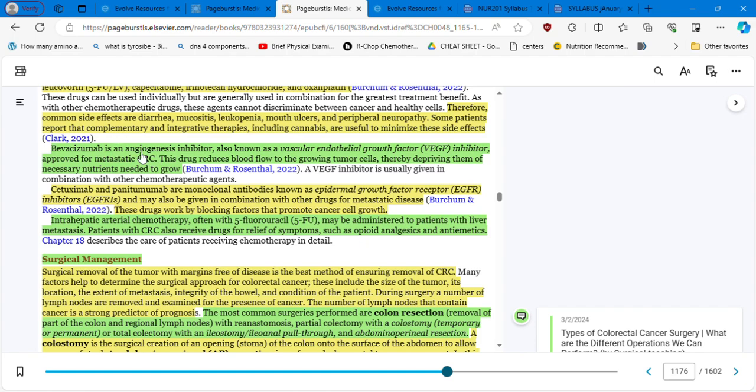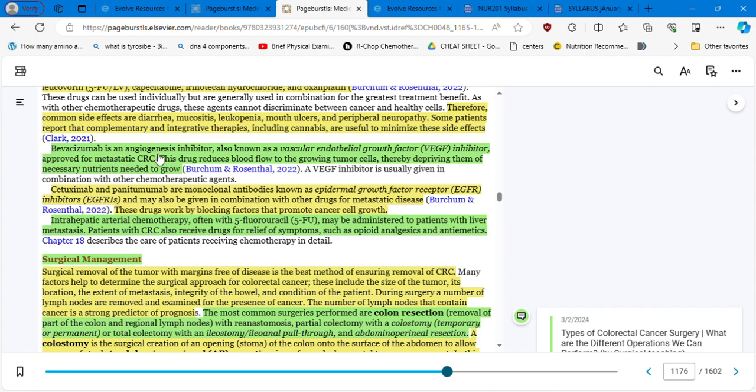Bevacizumab is an angiogenesis inhibitor, also known as a vascular endothelial growth factor inhibitor, and approved for metastatic CRC. So let me make a parenthesis here. All tumors need a vascular system to get food and nutrients. So immediately after the creation of a tumor, these little monsters are going to create a network of vascularity around it to get the food.